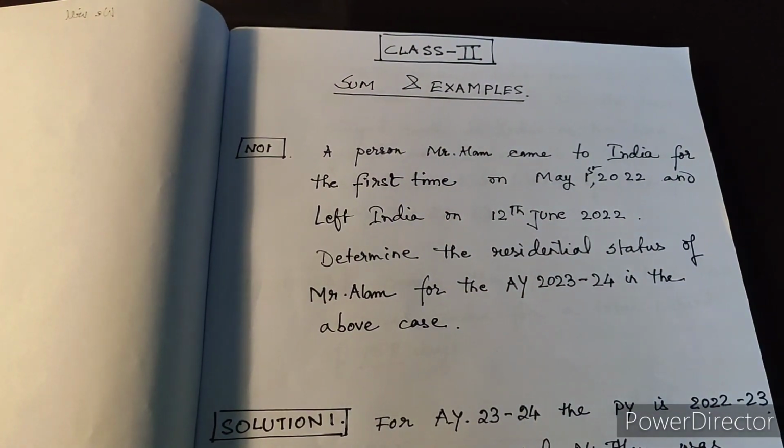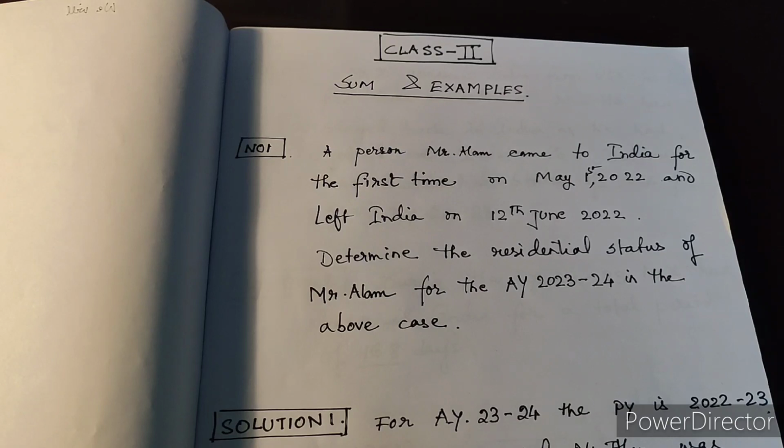Dear students, we are going to begin the second class, class 2 of residential status. Now we will be dealing with some sums and examples in this class, so that we can clarify whatever we have learnt in the previous class. Okay, so we will be doing some practical examples so that we will have a better understanding of the sections that we have done so far. So let us take the first example.